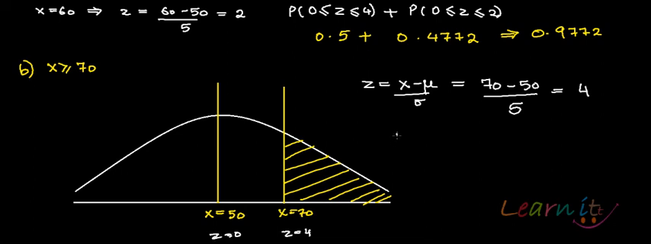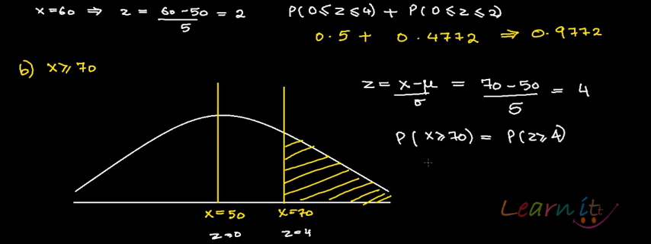So if somebody asks you to find out what P(X greater than or equal to 70) is, he's asking you to find out in terms of standard normal variate what P(Z greater than or equal to 4) would mean here in this case. Okay, now P(Z greater than or equal to 4) would mean what? You have to find out this probability here. So what would that mean?